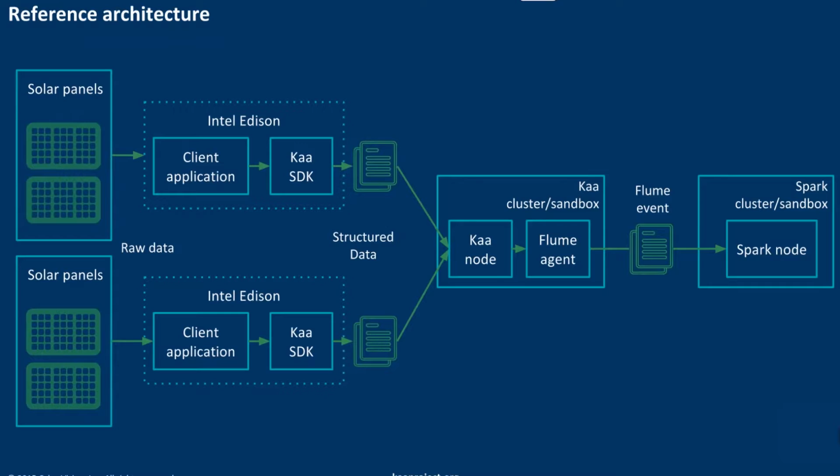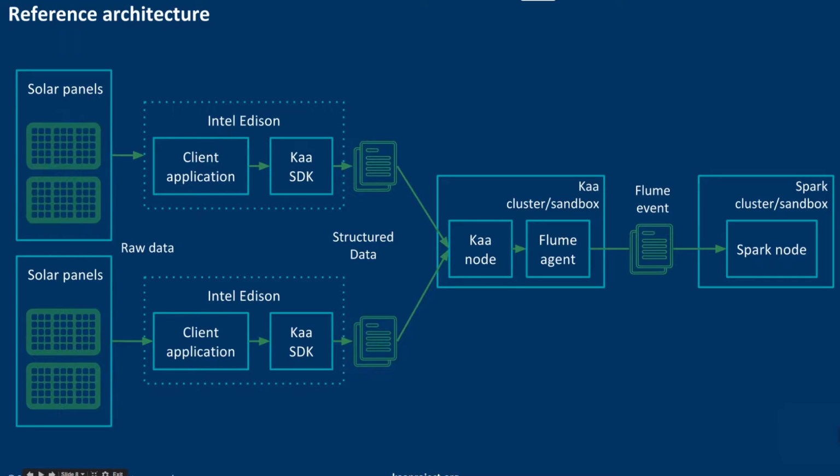Let's review the reference architecture of our solution. There are Intel Edison devices in the field that will collect information from solar panels using a client application. This information will be raw data, different metrics, etc. Using the Kaa SDK, the client application will transform raw data to structured data and push it to the Kaa server. The Kaa cluster, which can be a distributed deployment or Sandbox, will use a Flume agent and wrap the structured data in batches in Flume events and push these Flume events to the Spark node for processing.